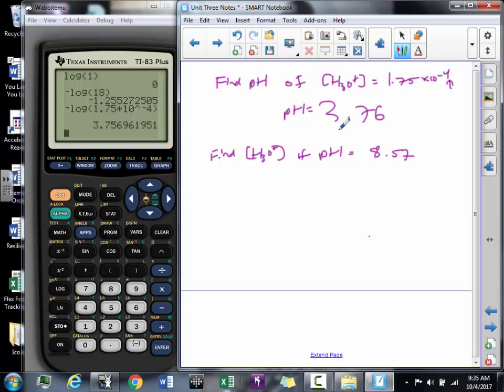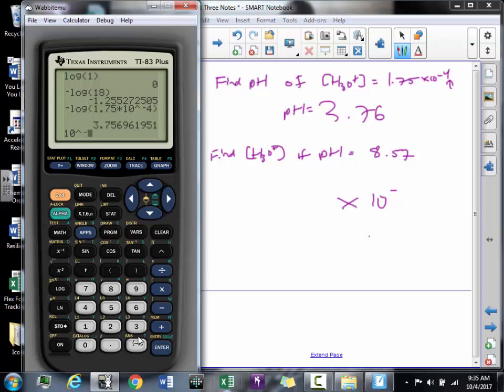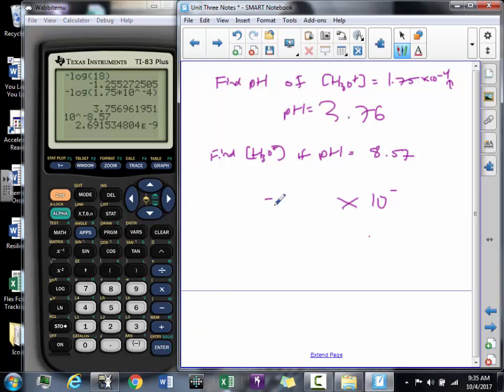Is it able to follow that? Okay, let me try the other one here. What if I give you the concentration if the pH is 8.57? Before I even move, I'm fairly confident when I'm done, my exponent is going to be times 10 to the minus 8, maybe 9, somewhere up there. All you've got to do is go 10 to the power of negative 8.57. Okay, so this is 2.69 times 10 to the minus 9.